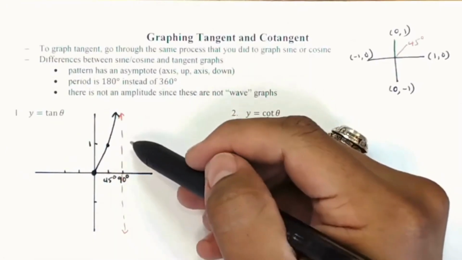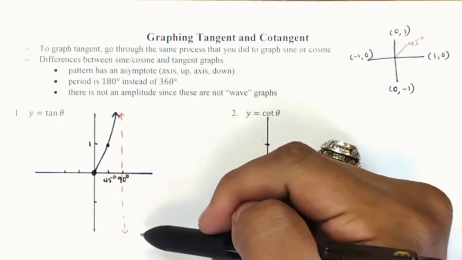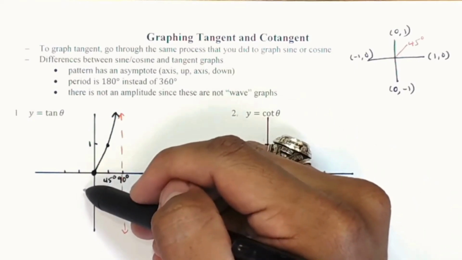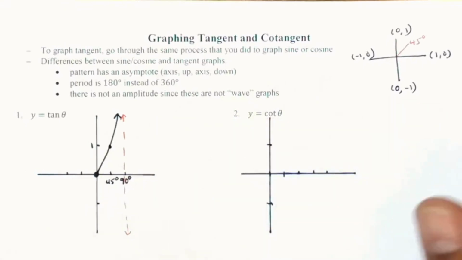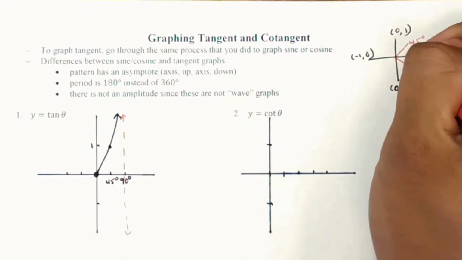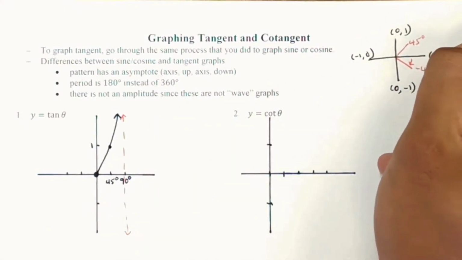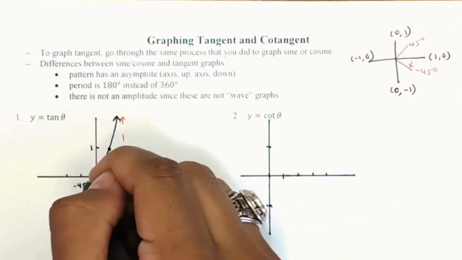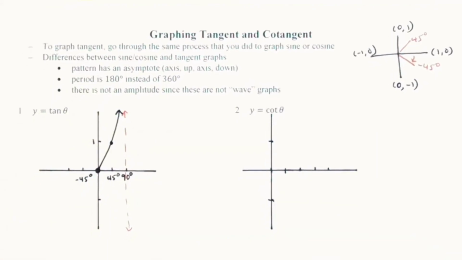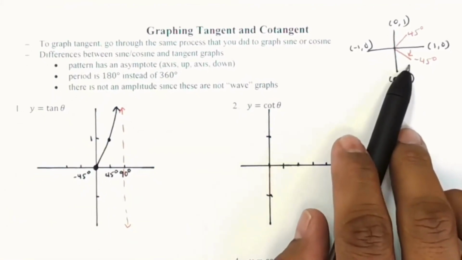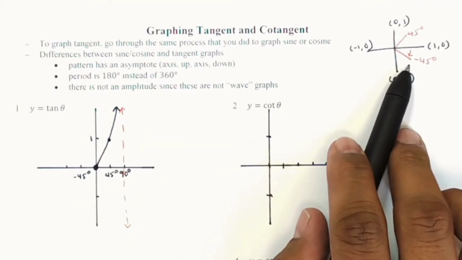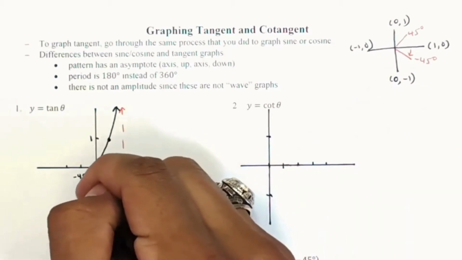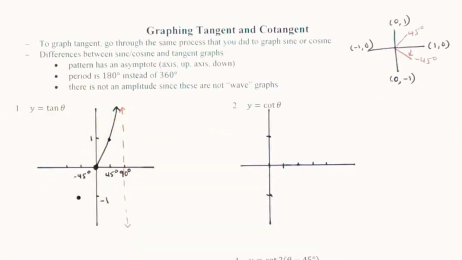Well, I could figure out what's going to happen to the right of 90, but let's actually go back over here to the left of 0. What if I go negative 45 degrees? Again, both the x and the y are exactly the same, except that the y value down here is negative. So if I divide a negative by a positive, I end up getting negative 1. So at negative 45 degrees, I get negative 1.